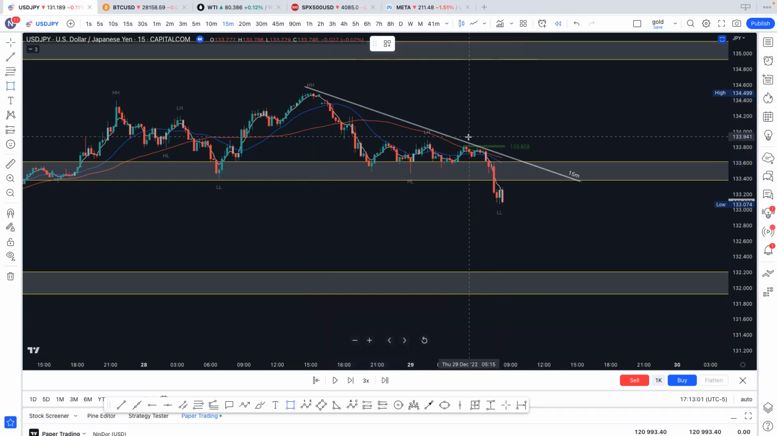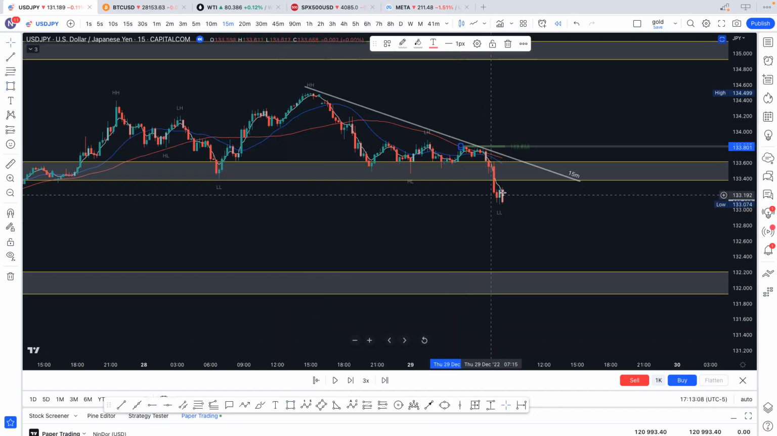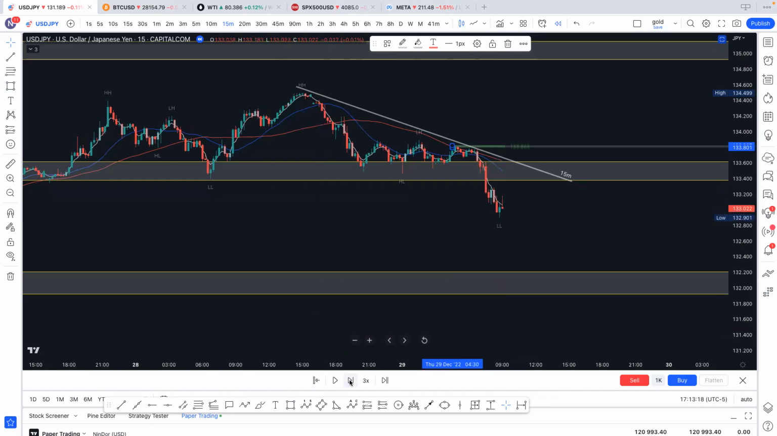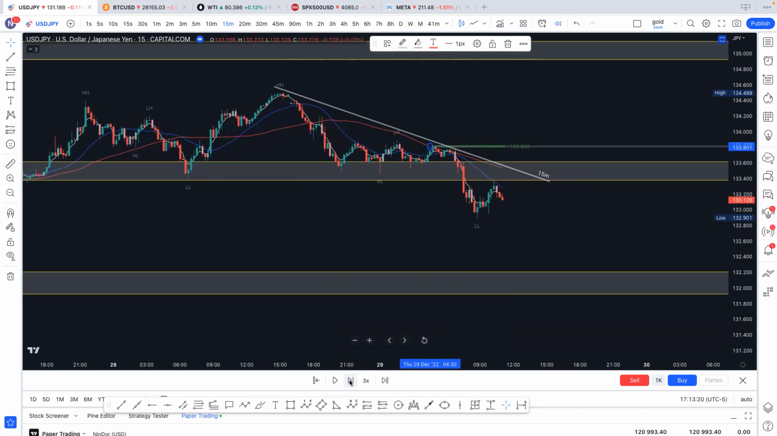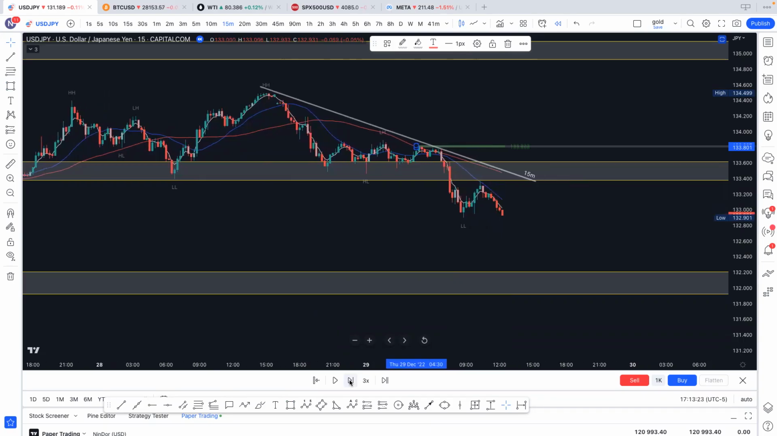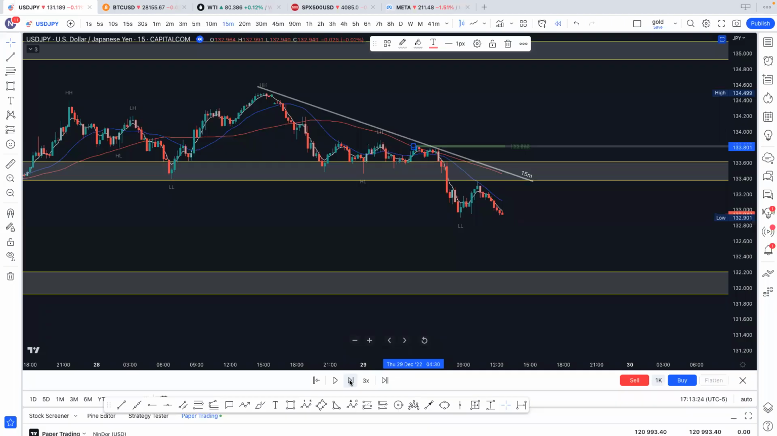And we also want to copy the printed impetus level as we wait for the next move. What we're going to do is just continue to let market play out and see what happens next. So we're waiting for a 15-minute to violate our 15-minute triangle, as well as our 15-minute impetus level.